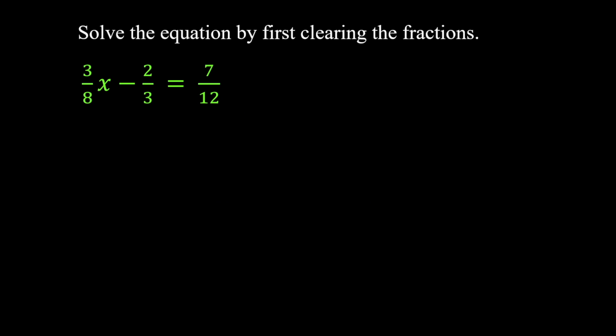Another way to solve equations with fractions is to first clear the fractions, so we can just work with whole numbers. First, we rewrite all the terms using a common denominator. In this case, the denominators are 8, 3, and 12. Their least common denominator is 24. 3/8 can be rewritten as 9/24, 2/3 as 16/24, and 7/12 as 14/24.